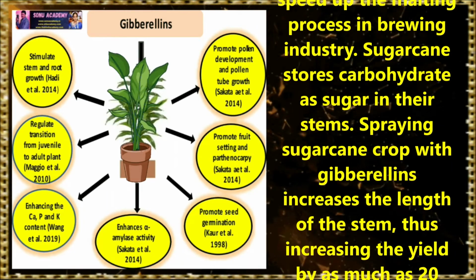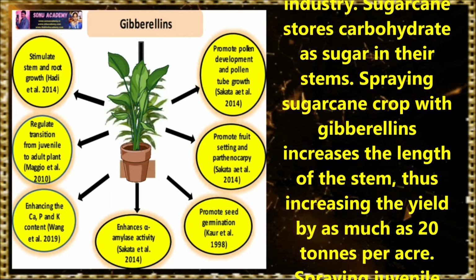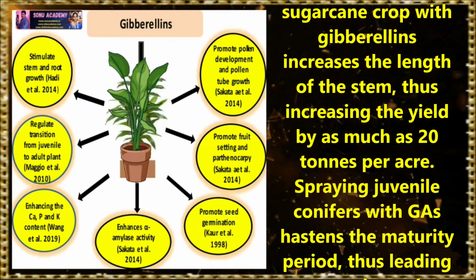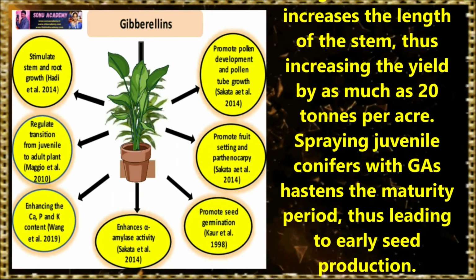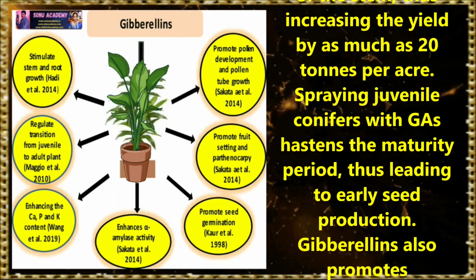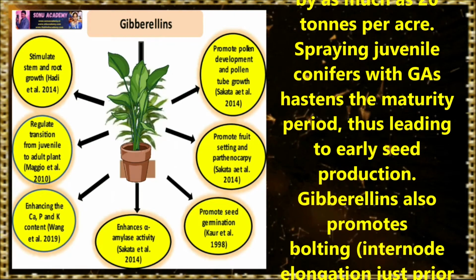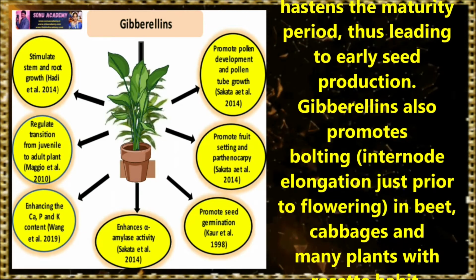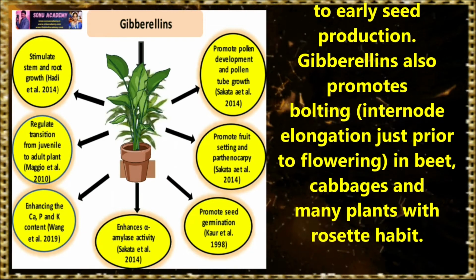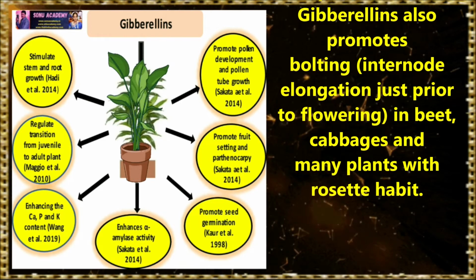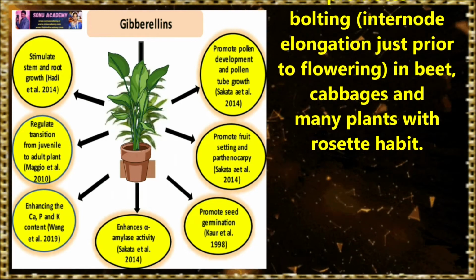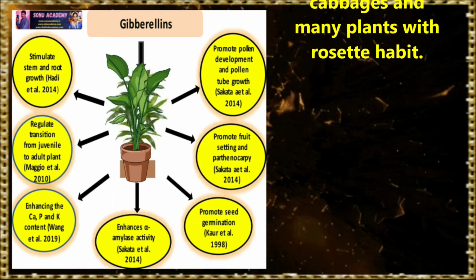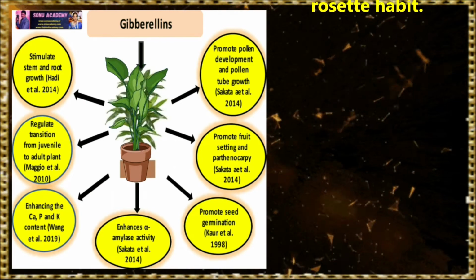GA3 is used to speed up the malting process in the brewing industry. Sugarcane stores carbohydrate as sugar in its stems. Spraying sugarcane crop with gibberellins increases the length of the stem, thus increasing the yield by as much as 20 tons per acre. Spraying juvenile conifers with GAs hastens the maturity period, thus leading to earlier seed production. Gibberellins also promote bolting, internode elongation, and flowering in beet, cabbages and many plants with a rosette habit.